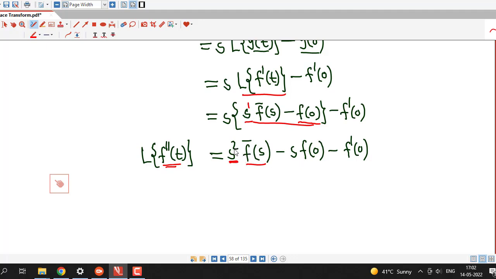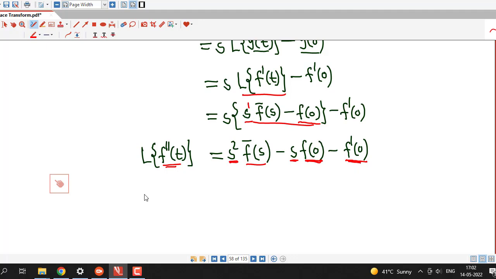So here the power of s is 2. Here we write s to the power 1 into the value of the function at t equal to 0, minus, and the power of s is again decreased by 1. So that is s raised to 0, which is 1. And here we have f of 0, that is no derivative, zero derivative, and here we have the first derivative. So here the order of the derivative is increasing: f of 0, then f dash 0.